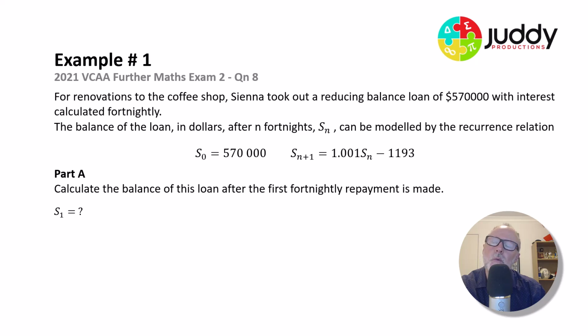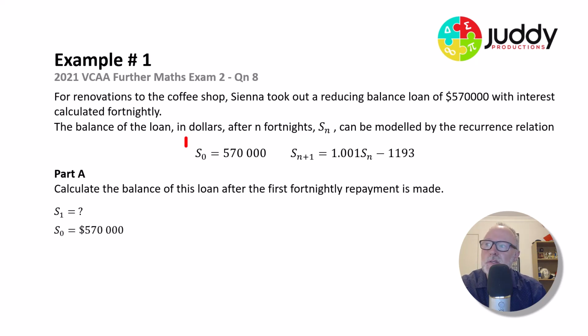By the way, normally it's V for value or A for amount, but in this case it's S. We can use any letter for a recurrence relation. S1 means after our first payment. What's the value of it after one iteration is the language we use.